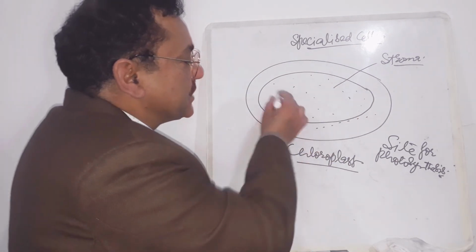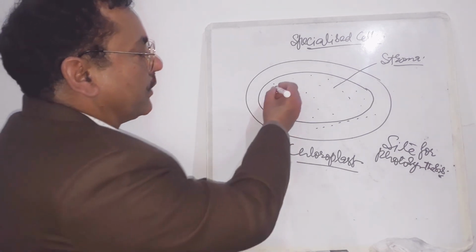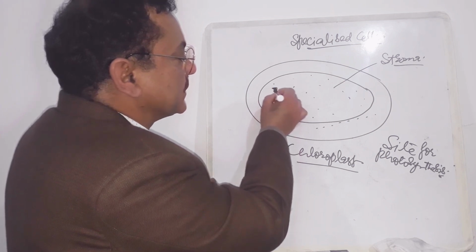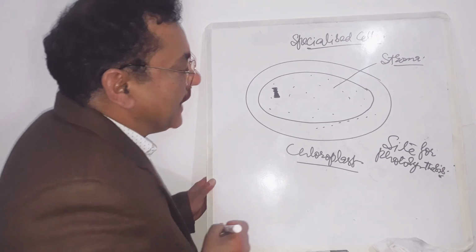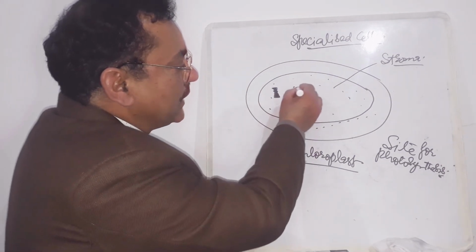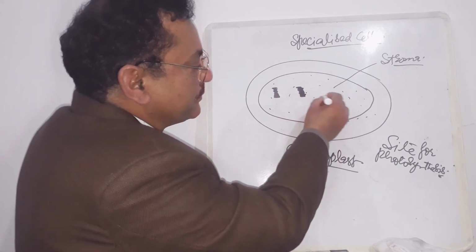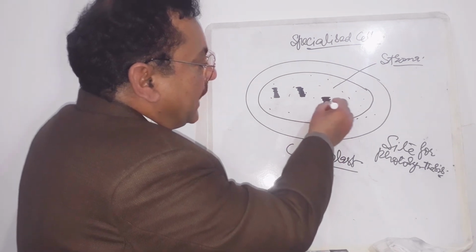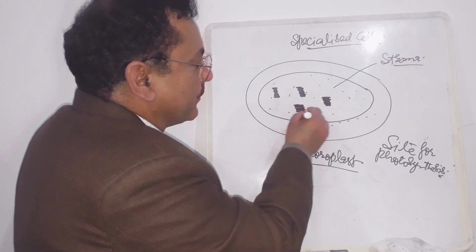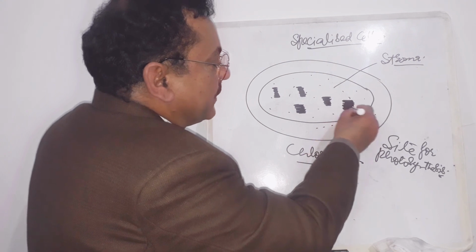Now, in this stroma, there are stacks of thylakoids. And those stacks of thylakoids you can call grana. A stack of thylakoids is called a granum, and grana is the plural term for granum. So I have drawn here these stacks called grana. So many grana are there.